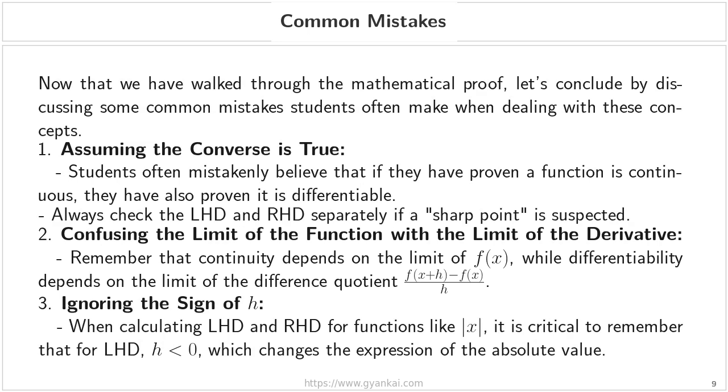Finally, when performing the actual calculations, be mindful of the sign of h when you are calculating the left-hand derivative and right-hand derivative for functions like the absolute value of x. It is critical to remember that for the left-hand derivative, h is less than 0. Forgetting this sign change will lead to incorrect results, as the sign of h is exactly what determines how the absolute value expression is expanded. Keep these pitfalls in mind, and you will be able to distinguish between continuity and differentiability with confidence.